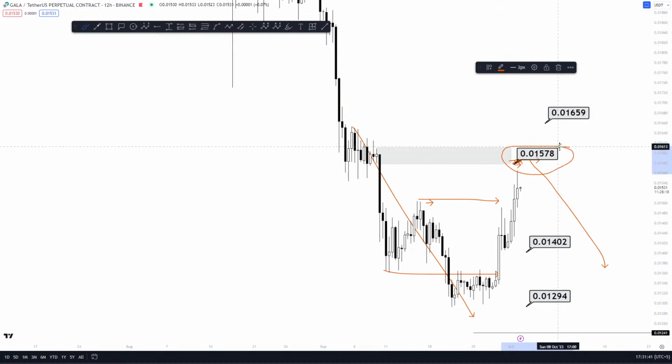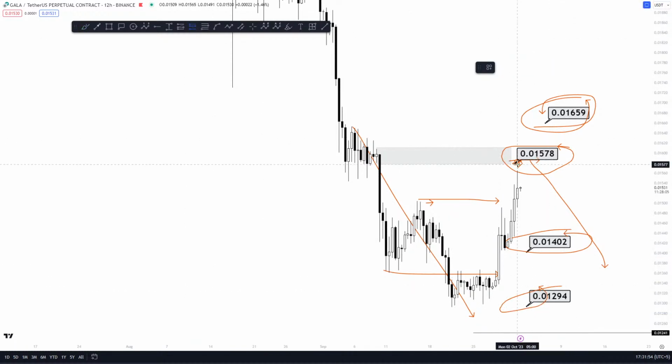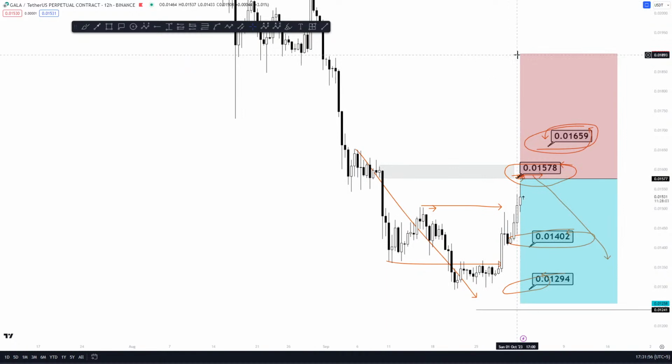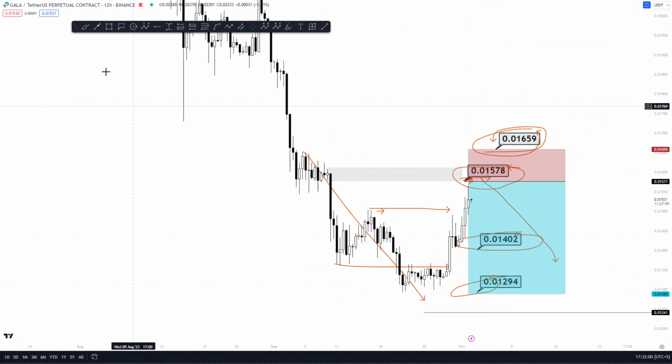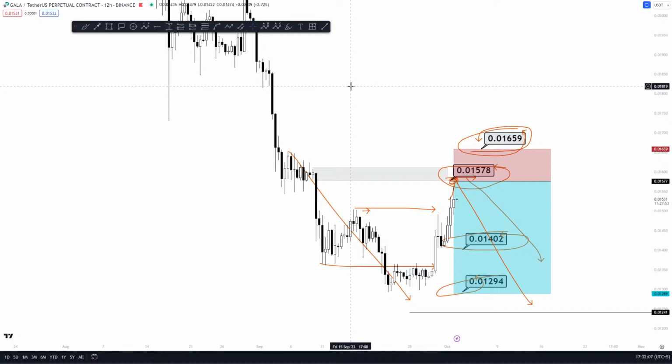The levels are 0.0157 and 0.01659 or so, and you can take a target of 0.01402 and 0.01294, depending upon your personality, like this. Yeah, if price comes directly, you can go for shorts from here, right? So if you guys have any other coins, drop them down, I will analyze them for you.